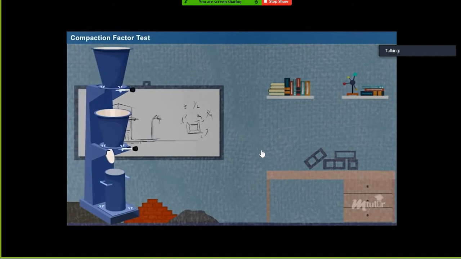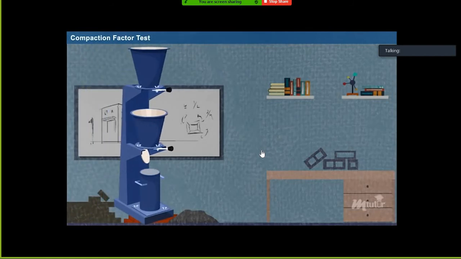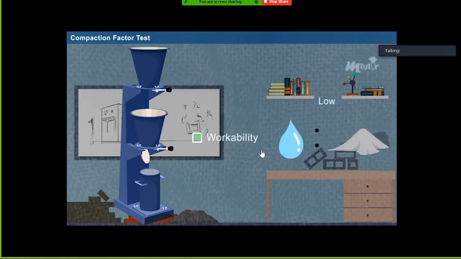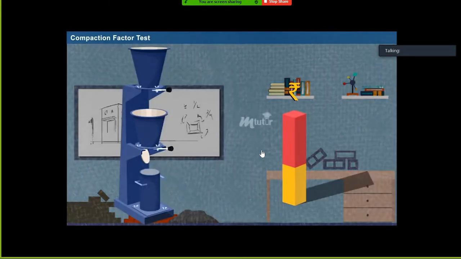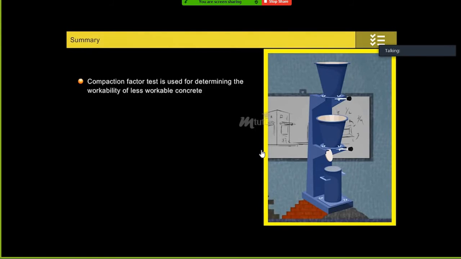The major advantage of the compaction factor test is it is used to calculate the workability of concrete with low water-cement ratio. And the limitations of this test are it is suitable only in the laboratory, and the apparatus and maintenance cost is comparatively high. Summary: compaction factor test is used for determining the workability of less workable concrete.